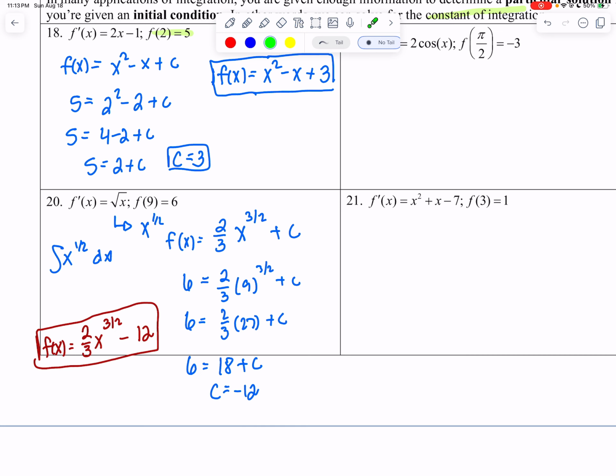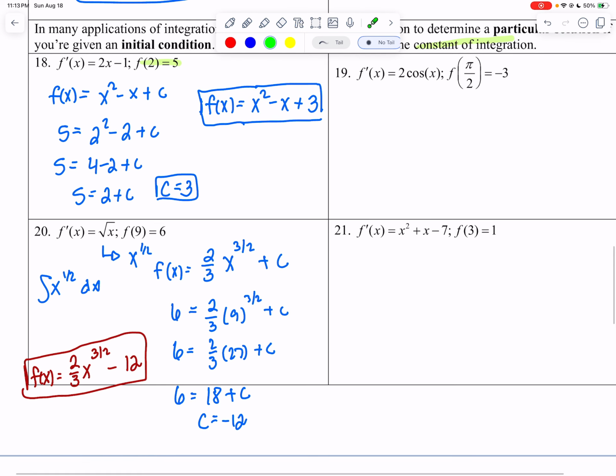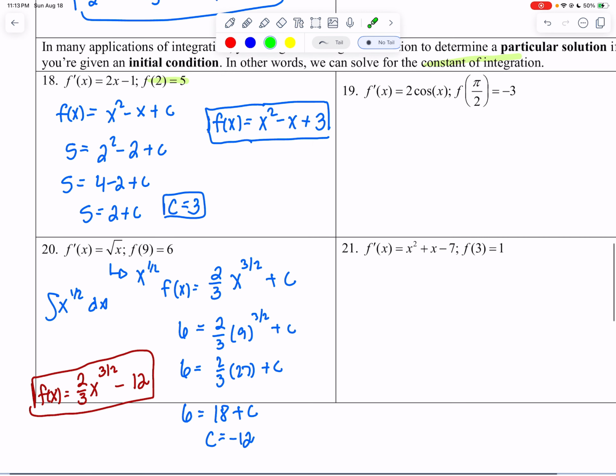All right, so same thing with number 19 and number 21, but I'm not going to do that. In the next video, we are going to be talking about Riemann sums and all of that good stuff.